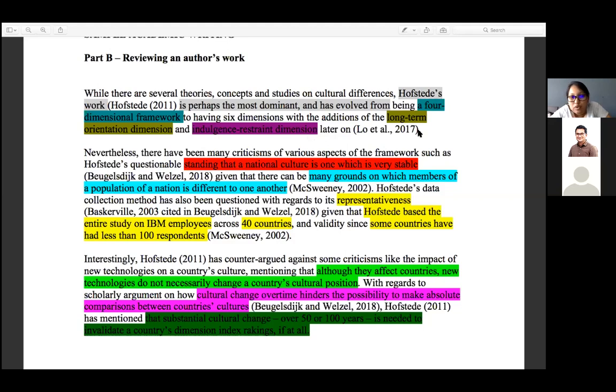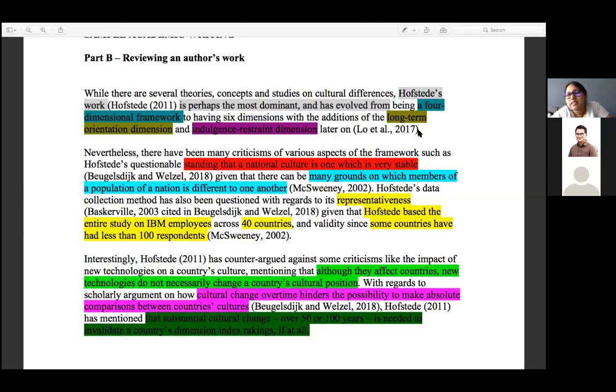So guys, if you don't know Hofstede's cultural dimensions, don't worry about it. It's this very famous cultural model that we use to understand national culture. I love Hofstede because it's a classic example of how theory keeps improving.